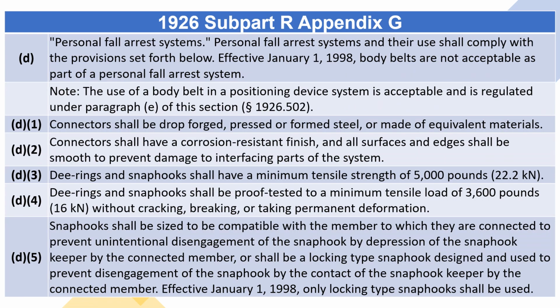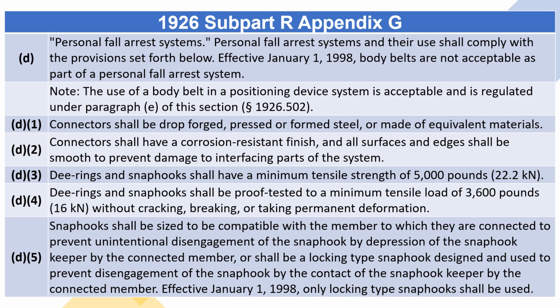D. Personal fall arrest systems. Personal fall arrest systems and their use shall comply with the provisions set forth below. Effective January 1, 1998, body belts are not acceptable as part of a personal fall arrest system. Note: the use of a body belt in a positioning device system is acceptable and is regulated under paragraph E of this section, section 1926.502. D.1. Connectors shall be drop forged, pressed or formed steel, or made of equivalent materials.